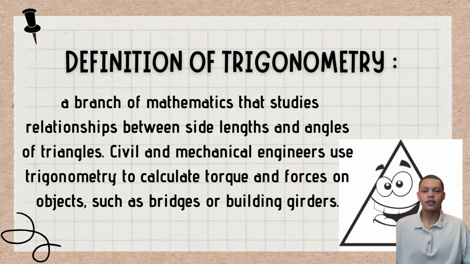The definition of trigonometry is a branch of mathematics that studies the relationship between side length and angle of a triangle. Civil and mechanical engineers use trigonometry to calculate torque and force on objects such as bridges or building girders.